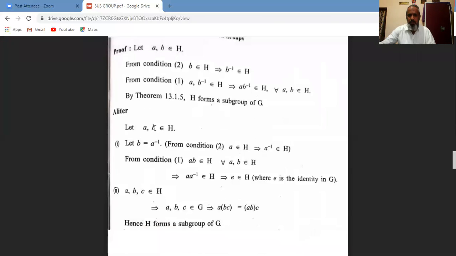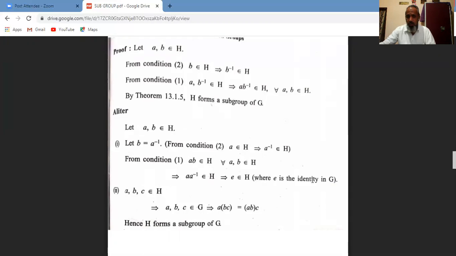Another proof is, let A, B belong to H. Let B be equal to A inverse. We are taking B equal to A inverse. So if A, B belong to H, from the first condition, A into B belongs to H. So A into B, what is B? B is equal to A inverse. A into A inverse belongs to H. A into A inverse is E, the identity element. So H contains the identity element.